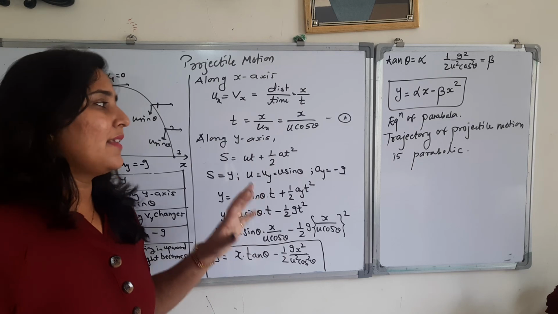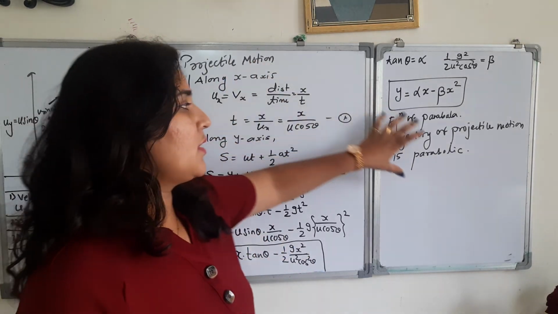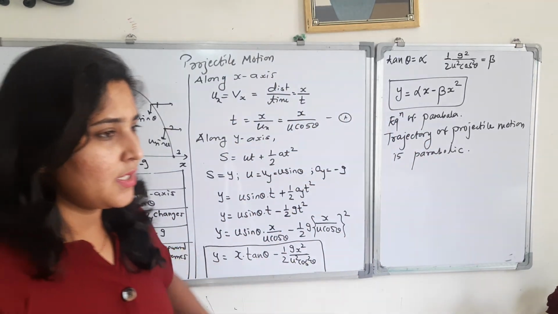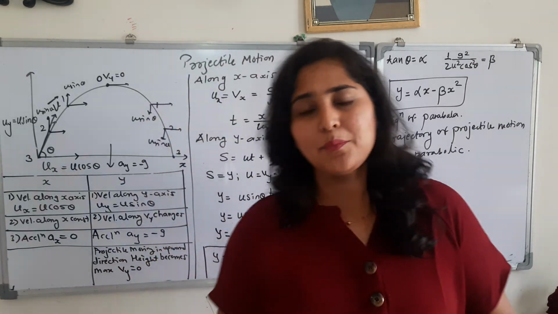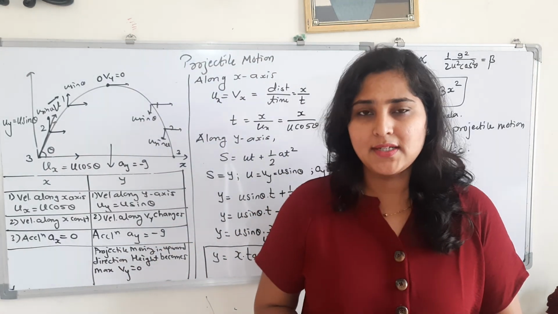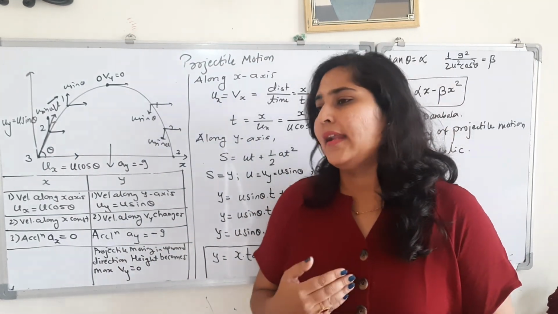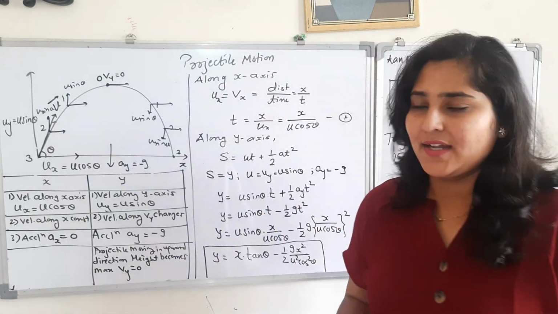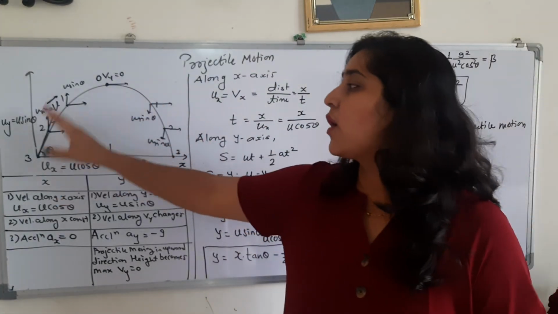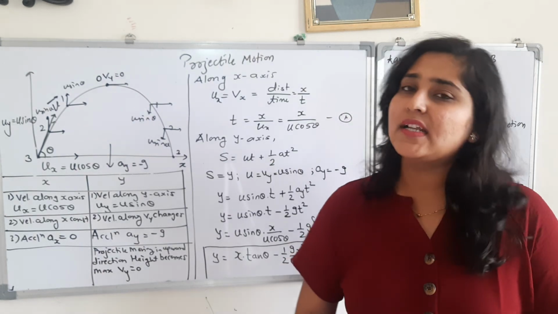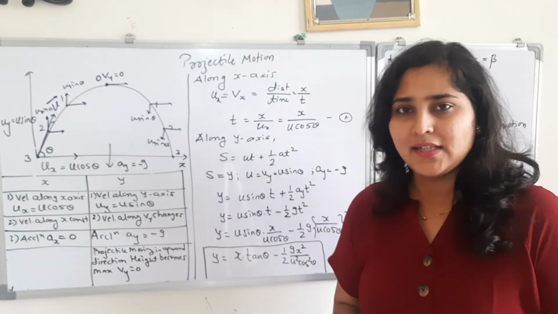I think you have understood this equation of projectile motion. We will discuss some derivations related to range of projectile, height of projectile, and time of flight. Time of flight means how much time it takes to cover the projectile trajectory. We will discuss this in the next lecture. Till then, bye.